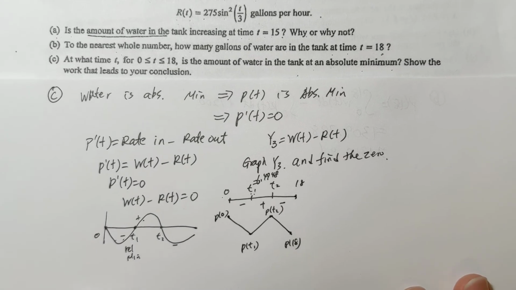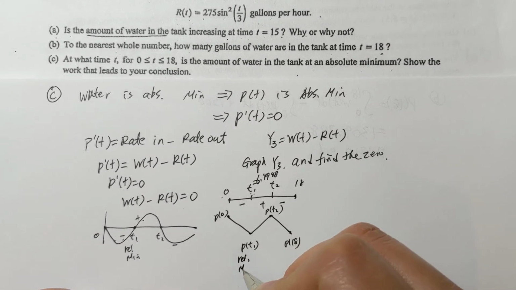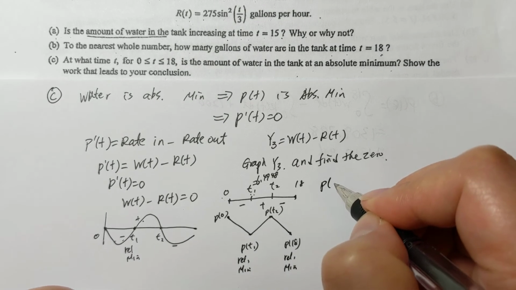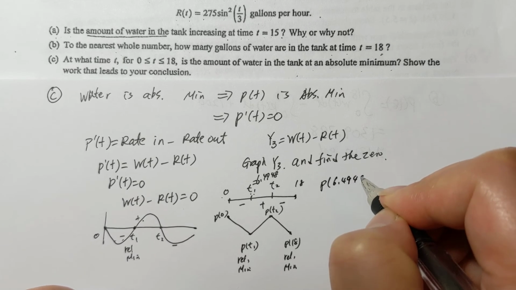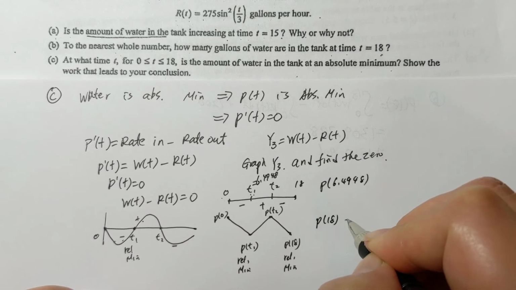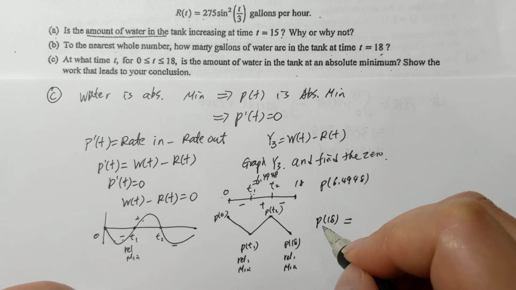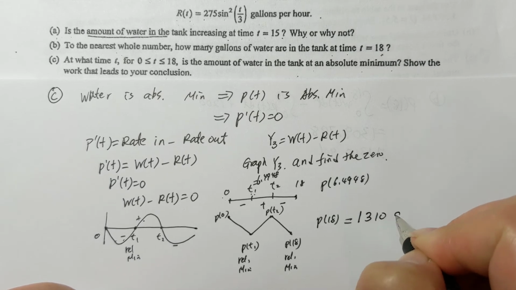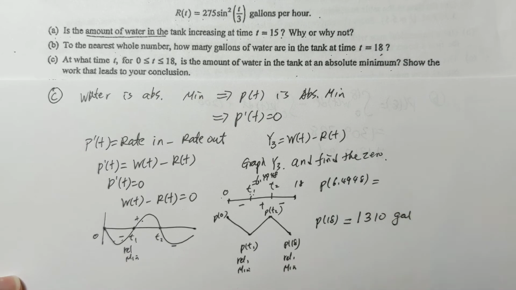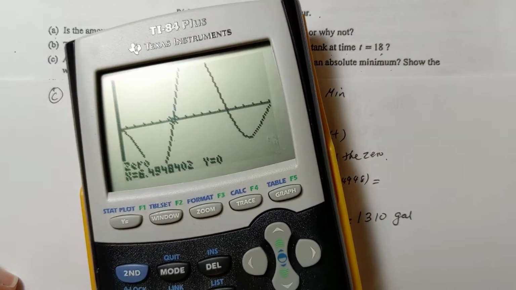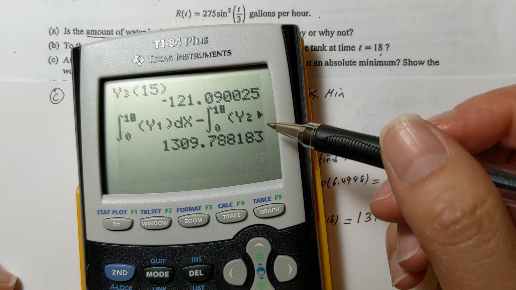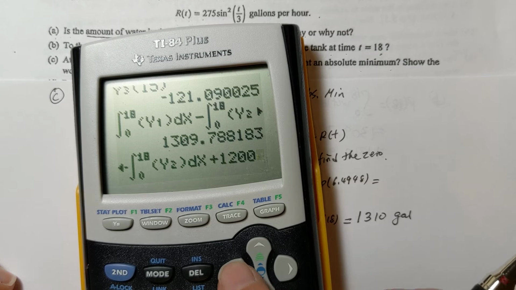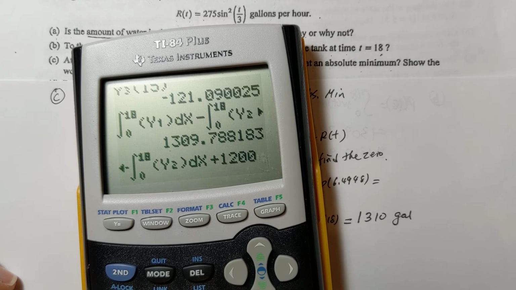So based on this, we know that we'll have two relative minimum candidates: P of T1, which is P of 6.4948, and P of 18. So let's see which one's bigger. P of 18, we already found in part B, which is 1,310 gallons. So all I need to do is find P of 6.4948. So let's go back over here. I already have this in the calculator. I'm going to type second, enter, so we recall the memory. I'm going to delete the number.